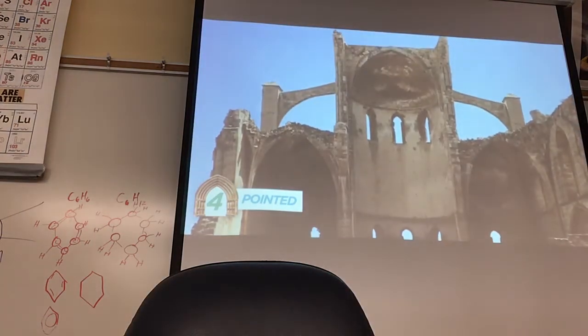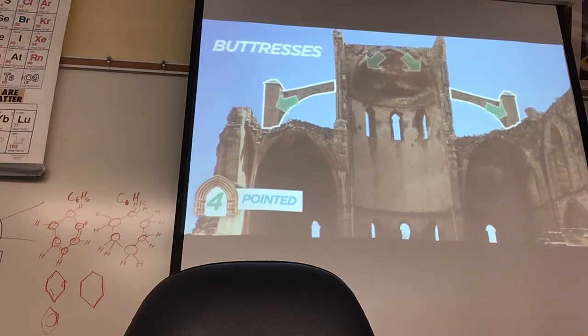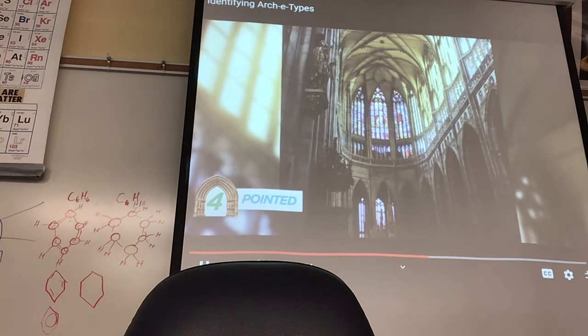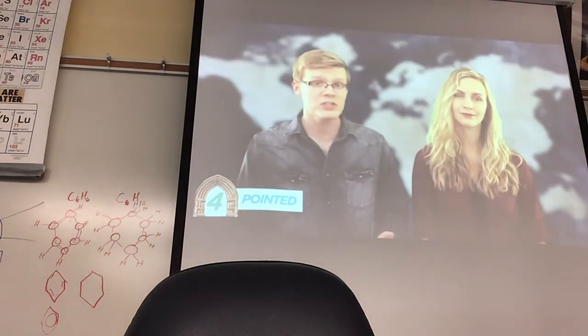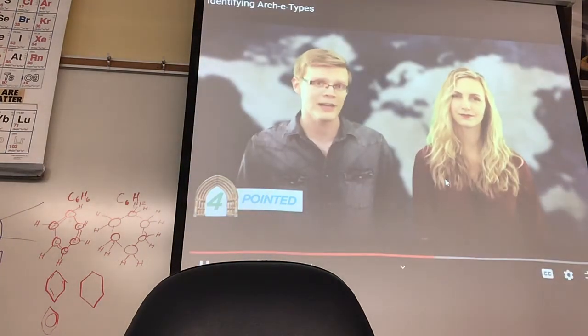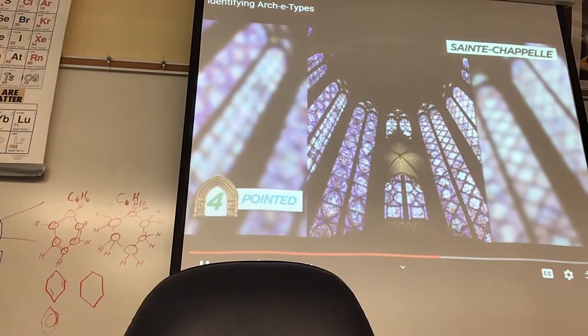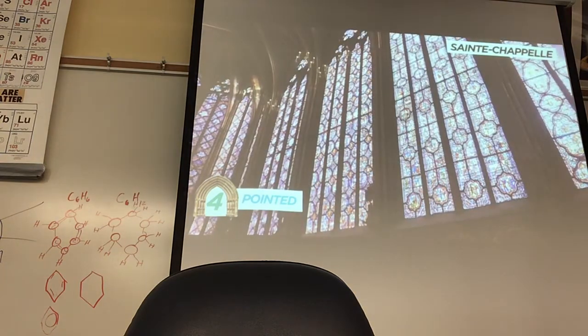Extra supports called buttresses absorb outward forces so the walls can be thinner, allowing for lofty stained glass windows and thus more light. In many religions, light is associated with the divine, so churches wanted as much light as possible. For example, take a look at Sainte-Chapelle in Paris, which is nearly entirely stained glass.